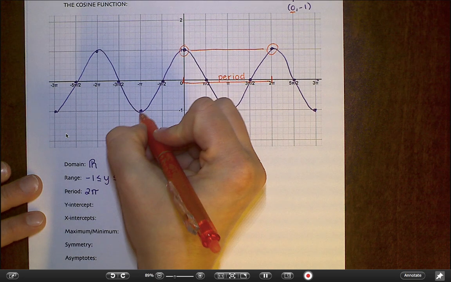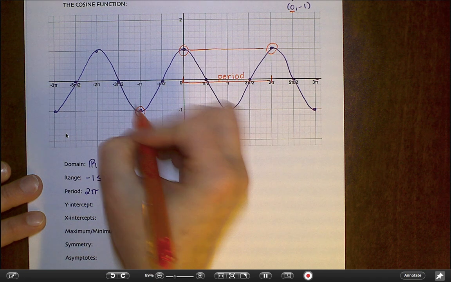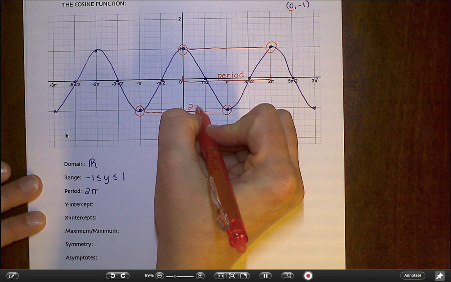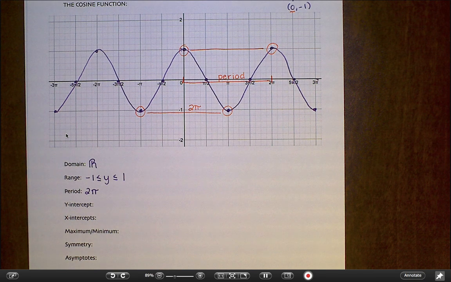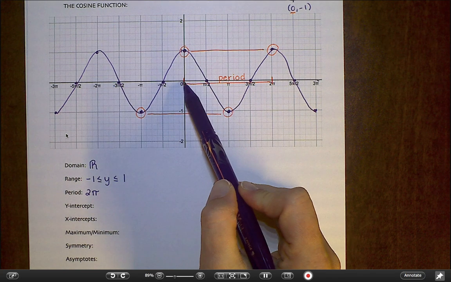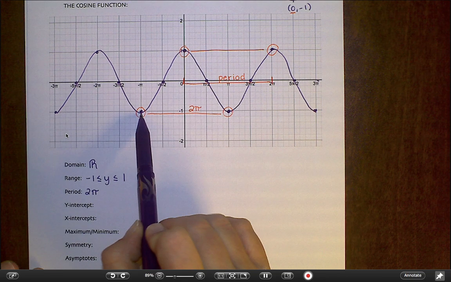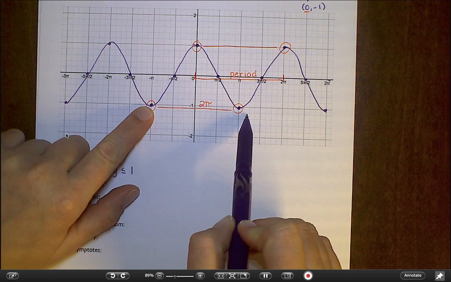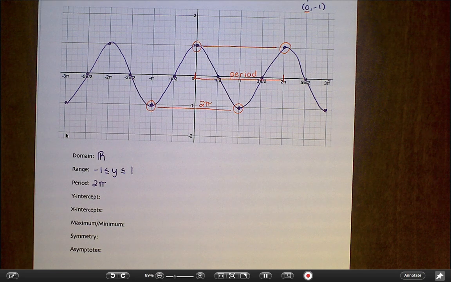Also, if I was to go from here to here, so from negative pi to positive pi, that is still a length of 2 pi, okay? So the period is how long does it take for the graph to start repeating itself? It's usually easiest to start at 0, but you could really grab any two places on the graph that correspond with one another and find the distance between them, and that'll give you the period.